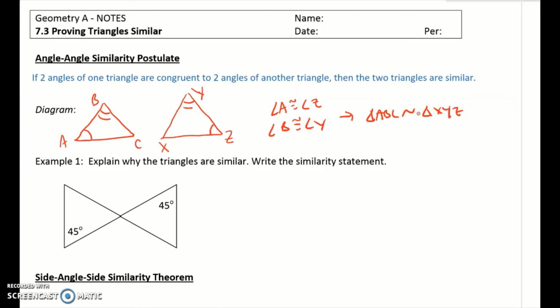Remember, that's the symbol for similarity. And that works because, again, as long as the angles are all the same in your triangle, the sides are all going to be proportional. And we know angle C and angle X would be congruent by your third angle theorem. That's why we only need two angles and not three. Okay? So take a look at example 1.